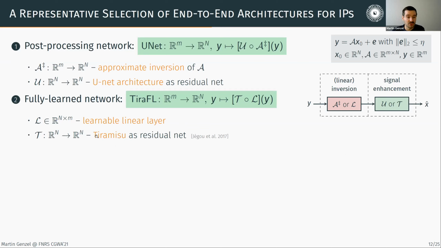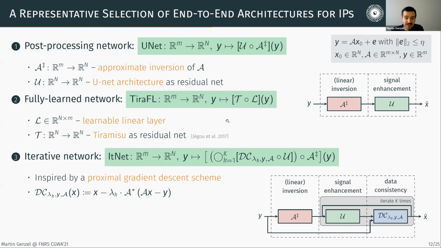What we also considered is the so-called Tiramisu, which is also fully convolutional, but involves also some dense blocks with more skip connections. So basically what you can think of is a more powerful U-Net here. So you would expect that this method really is more expressive and performs better.